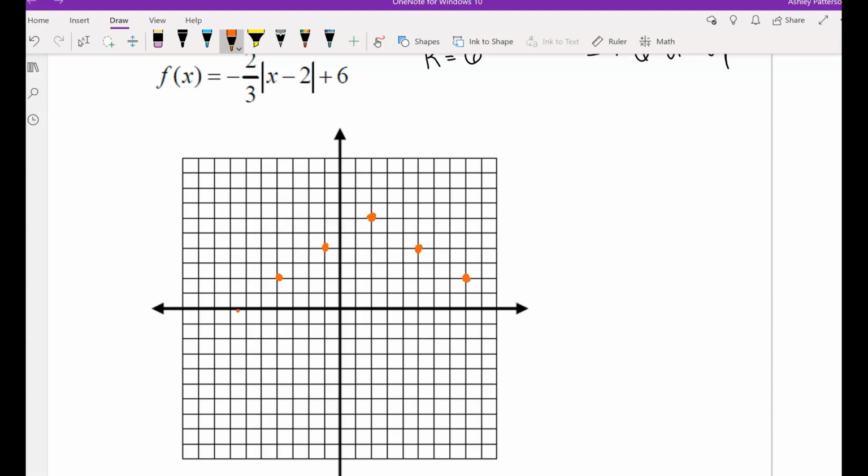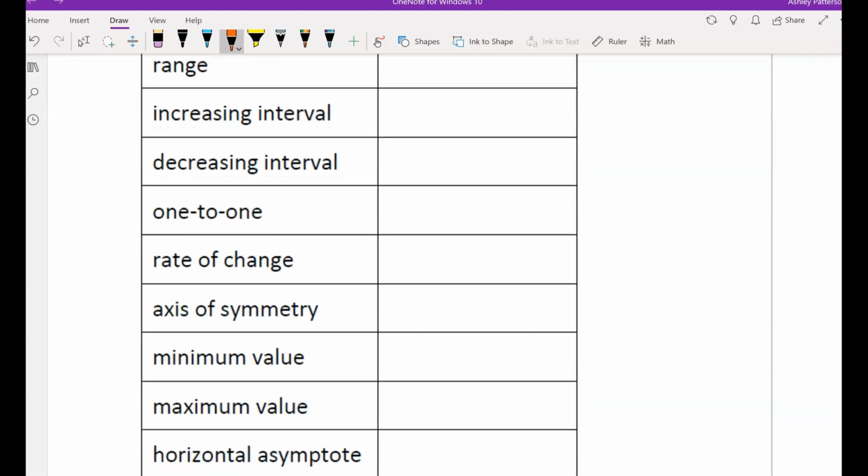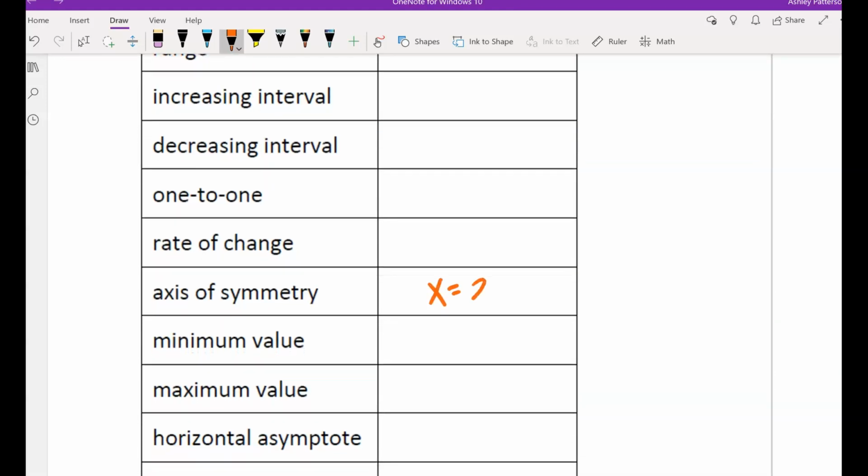So yes, please try to give me a minimum of 5 points so that we get a nice representation of what the function looks like. All right, let's do the characteristics, ladies and gents. (h, k), we already discussed that. It is (2, 6), which means we know that the axis of symmetry is going to be x equals 2.